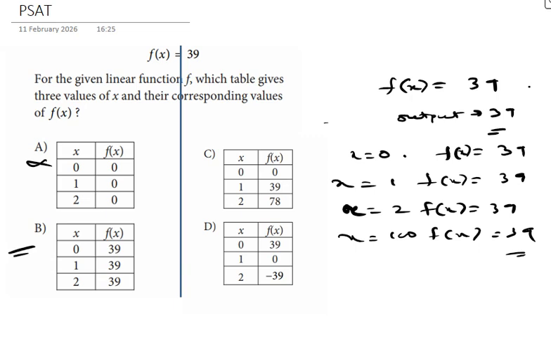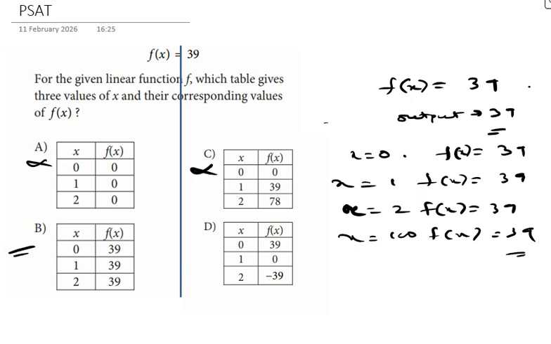So let's come to option C now. The table shows x is equal to 0, then f(x) is equal to 0. If x is equal to 1, f(x) is equal to 39. If x is equal to 2, f(x) is equal to 78. Notice something very interesting. The output is increasing by 39 each time. That would represent the function f(x) is equal to 39x. But that is not what we are given. We are given f(x) is equal to 39, so there is no x being multiplied. So option C is also incorrect.